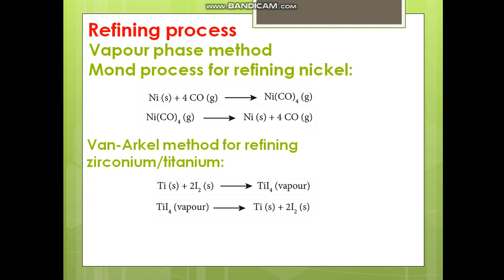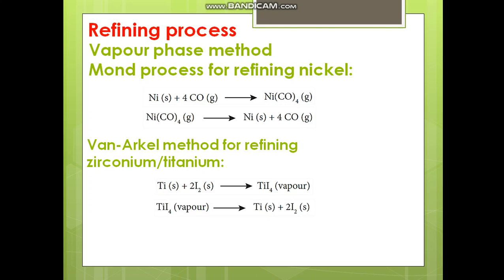What do you mean by the word evacuated? Vacuumized. The air inside is sucked out and removed. That is an evacuated vessel. It is heated with iodine at a temperature of 550 Kelvin to form the volatile titanium tetraiodide, TiI4. It is in vapor form, an easily volatile compound. The impurities are left behind and they do not react with iodine.